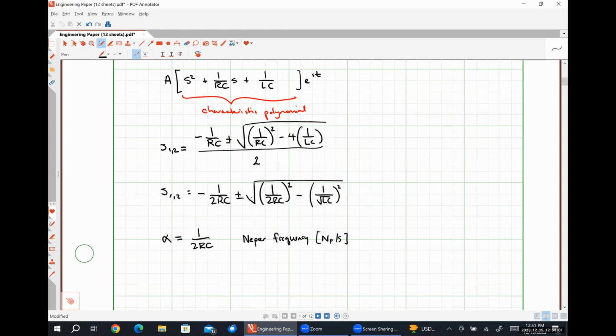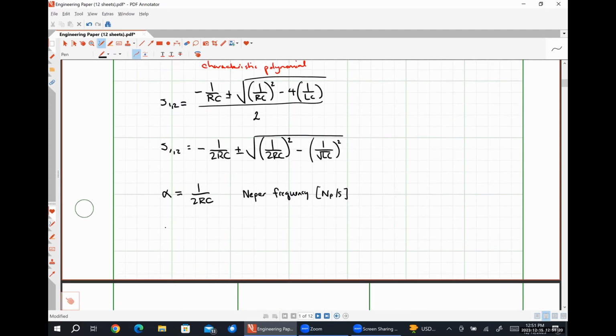So like I said, our Neper frequency is related to how quickly our signals are going to exponentially decay in a second order circuit. So not the same thing as a time constant, but playing a very similar role, telling us about the rate of decay in our system. Okay.